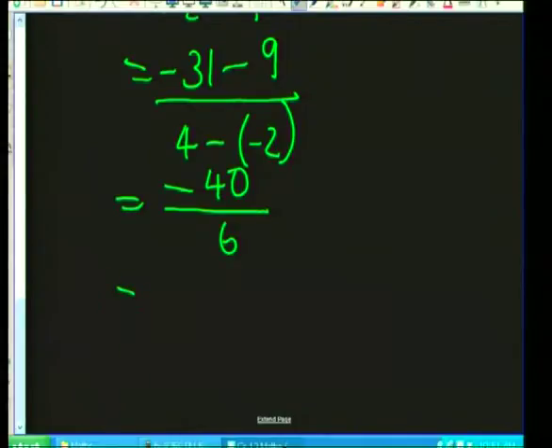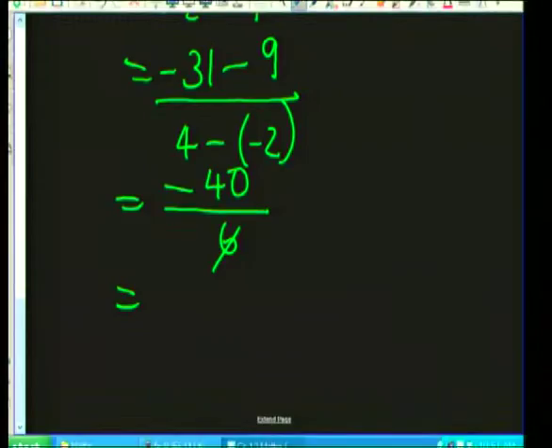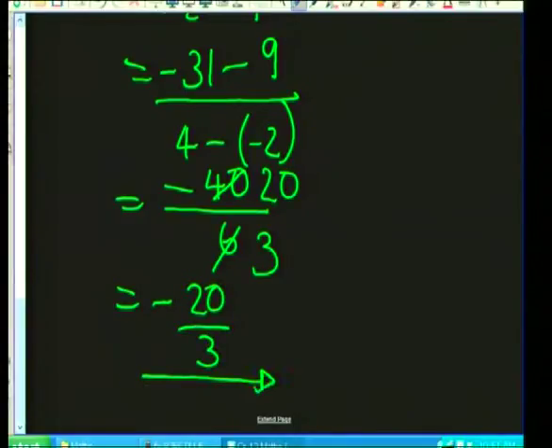Now, this obviously isn't in simplified form, so we have to simplify it. 2 can go into both, so that's 3 and that's 20. So your answer is negative 20 over 3. And that's your gradient. Now, guys, if you get an answer that's a fraction, don't panic. It might be correct. Just go back, retrace the steps, and if you get the same answer, then you're right.